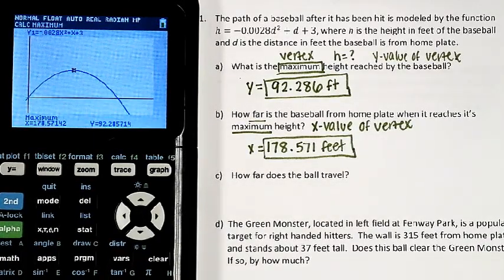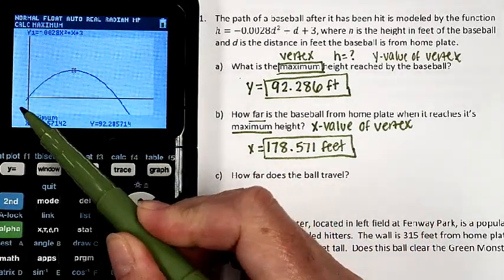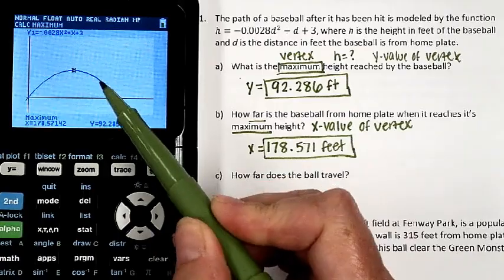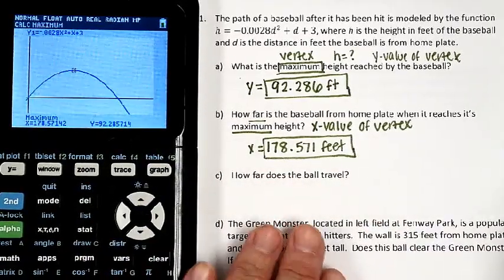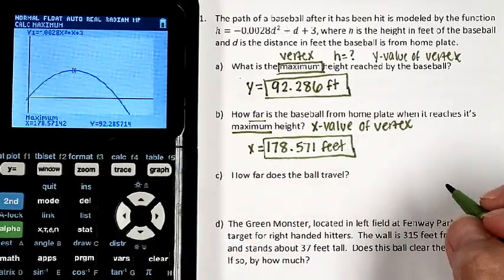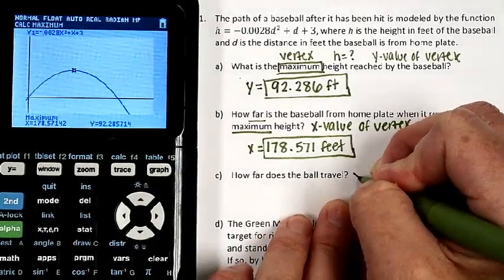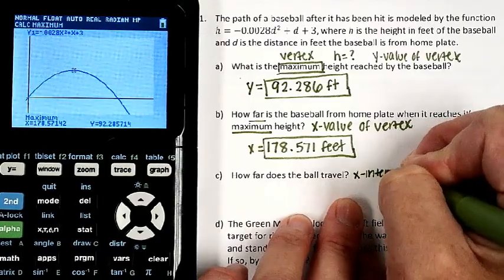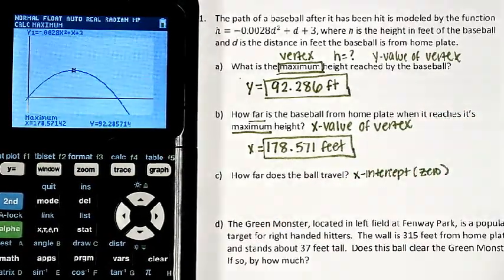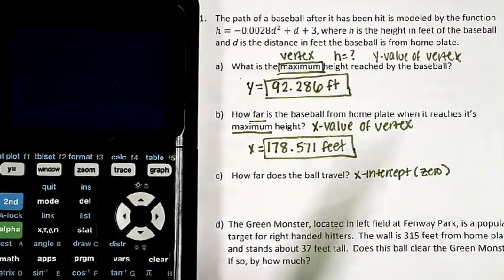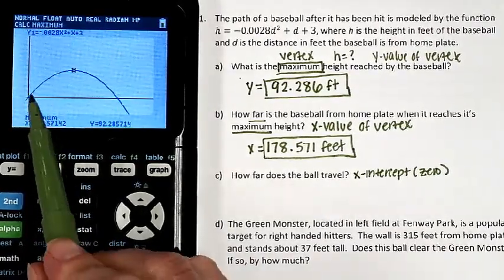How far does the ball travel? So the ball starting here, it goes up and then it comes back down. So we want to know how far. What we are looking for here is your x-intercept, which is your zero. So we're trying to figure out that distance, how far did it travel.